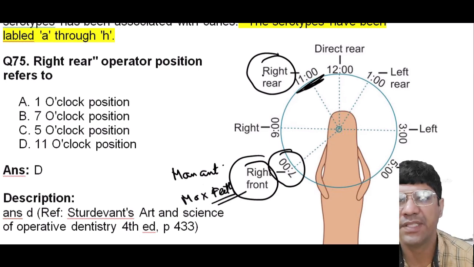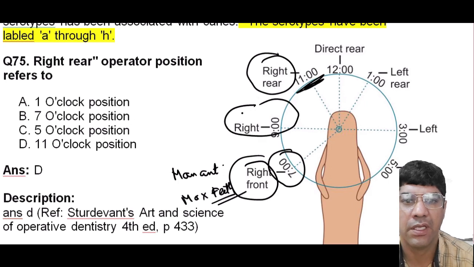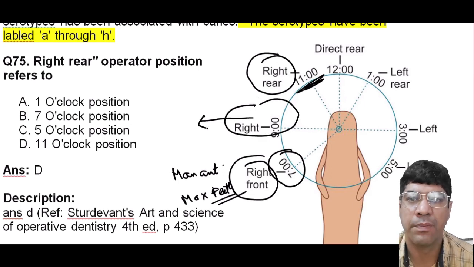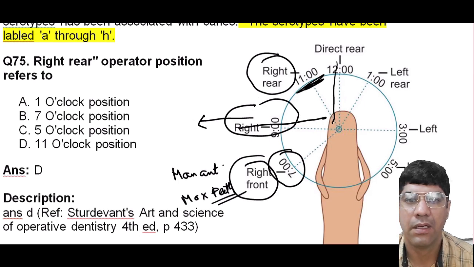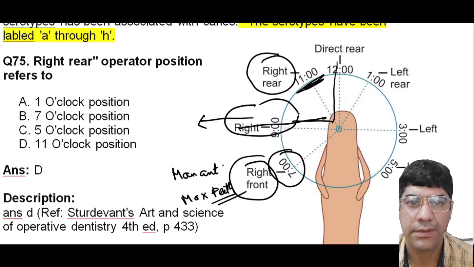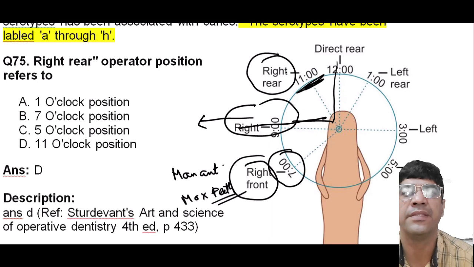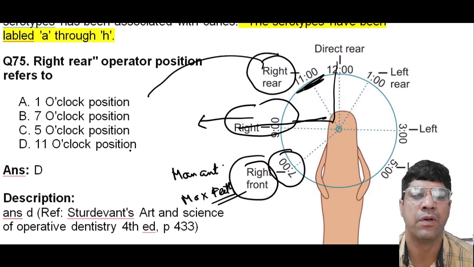The right position is at 9 o'clock. In this position the operator stands at a right angle, directly to the right of the patient. It is ideal for working on the facial surface of the maxillary and mandibular right posterior teeth. Right rear position, that is asked in the question, the answer is 11 o'clock.